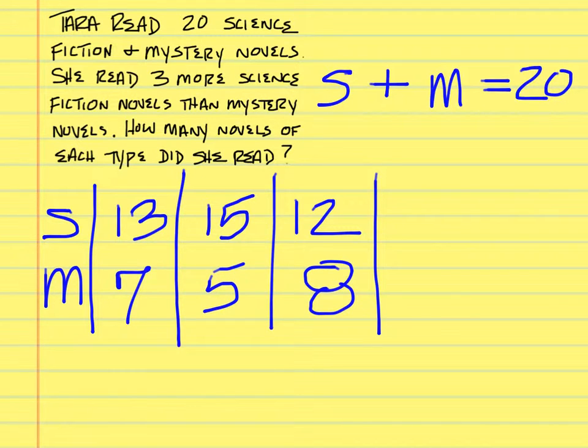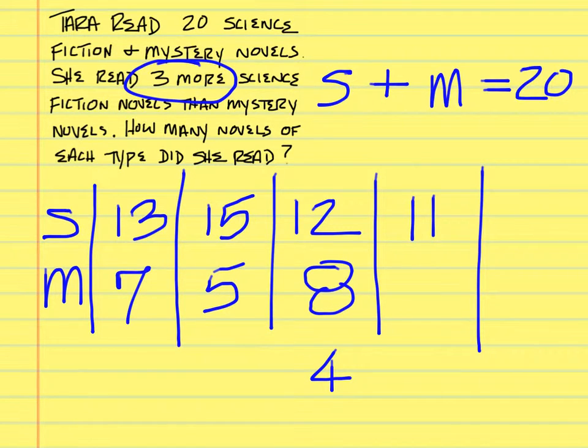4. Okay, it's a difference of 4, but I need a difference of 3 because she read 3 more science fiction. Well, that doesn't work. So let's try another one. What if she read 11 science fiction? How many mystery? 9. What's the difference between 11 and 9? 2. Well, if I chose 12 science fiction and 8 mystery, it adds to get 20, but my difference is 4. But if I choose 11 science fiction and 9 mystery, I have a difference of 2. Nowhere in here can I get a difference of 3.